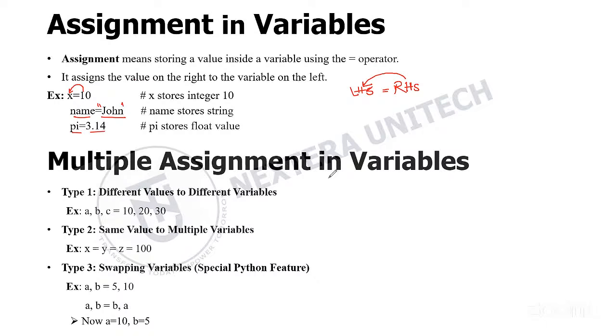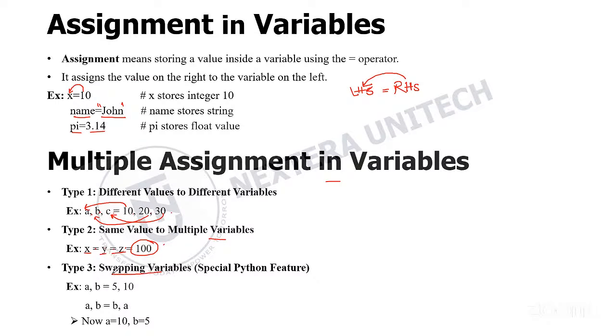And then there's also multiple assignment in variables. You can assign different values to different variables in this way. So I've used a comma b comma c equals 10 comma 20 comma 30. What happens here is 10 will be assigned to a, 20 will be assigned to b, and 30 will be assigned to c. Respectively the values will be assigned to the variables. And then same value to multiple variables. If you want to assign the same 100 to x, y, and z, you can use x equals y equals z equals 100.